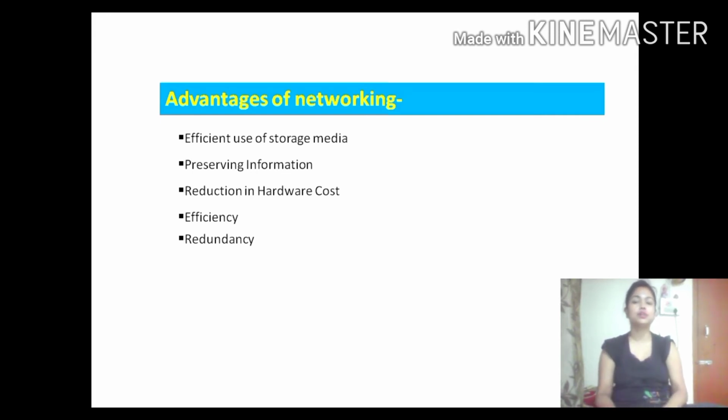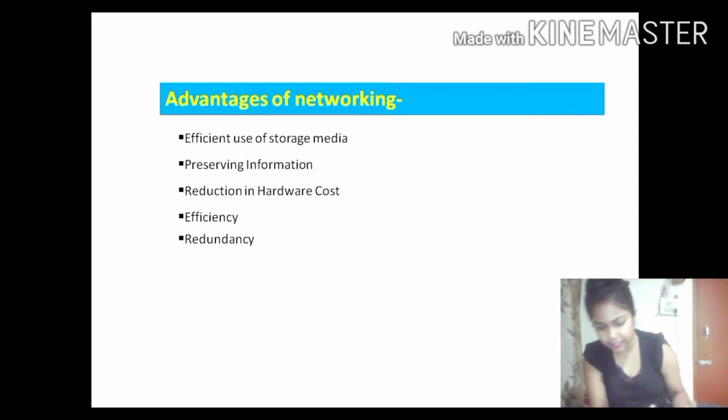Next, redundancy means there is no need to have duplicate hardware copies or software copies, because all the information will be saved in one place, that is the server, and whenever any client needs it, it will take it from the server, read it and return it back. Again, when the other client needs it, it will send a request, the server will give it, he will read the information and send it back. So that is redundancy. No duplicate software or hardware copy is needed.